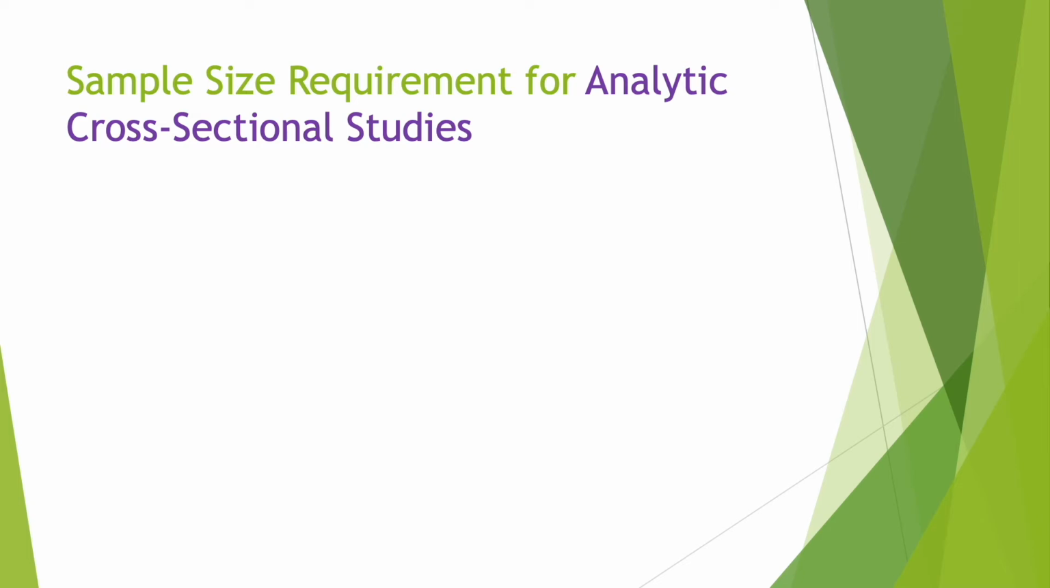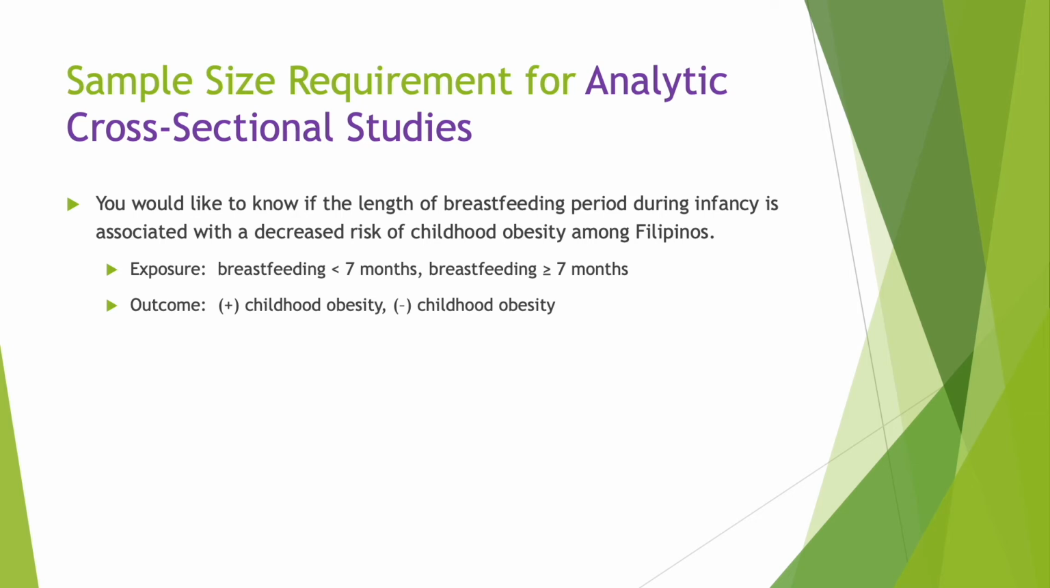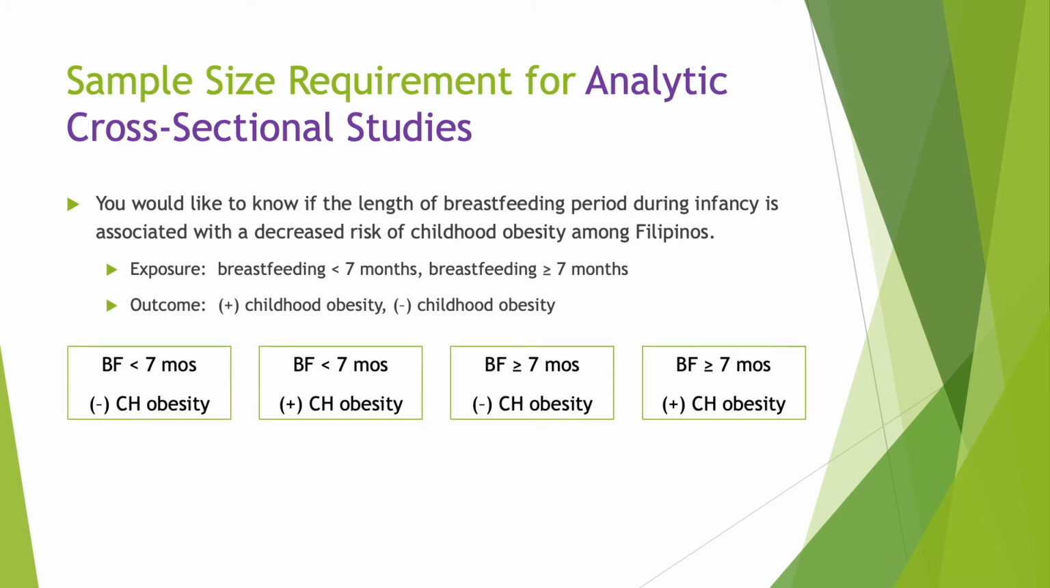Let us look at a particular scenario. You as a researcher would like to know if the length of breastfeeding period during infancy is associated with a decreased risk of childhood obesity. Basically, you would like to find out if an association exists between exposure and outcome. Exposure here is the length of the breastfeeding period during infancy, and the outcome is childhood obesity. Now, basing on literature review, you dichotomize the exposure to length of less than 7 months and length of 7 months and up. For the outcome variable, it is either the study participant has childhood obesity or not. With that, you can classify your sample into 4 categories as follows.